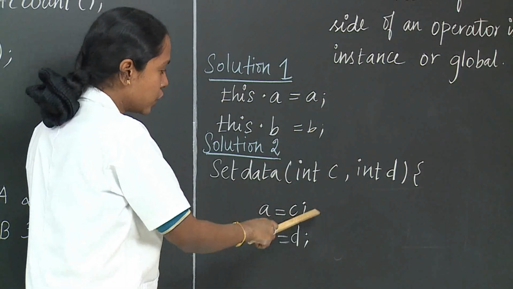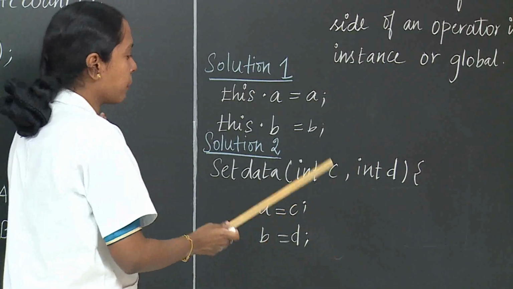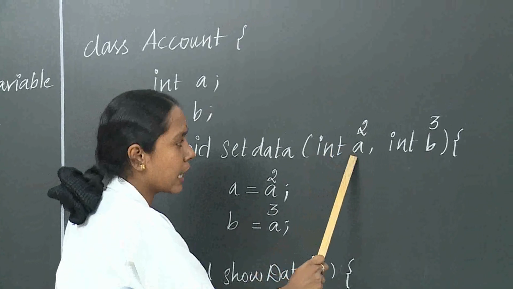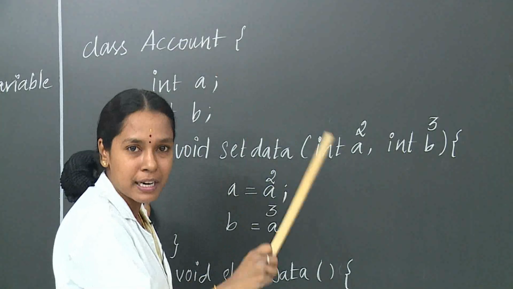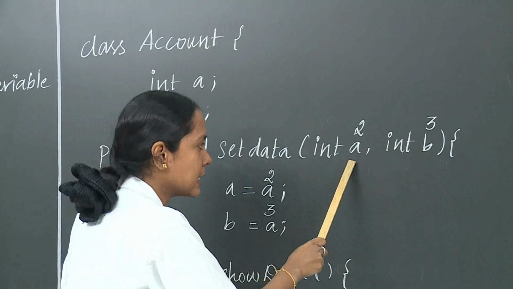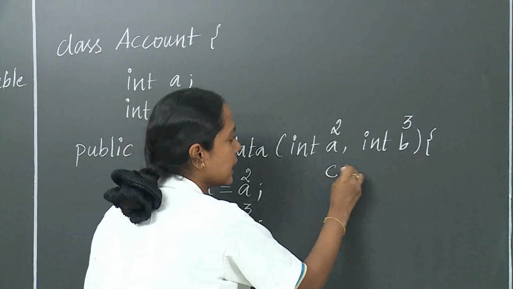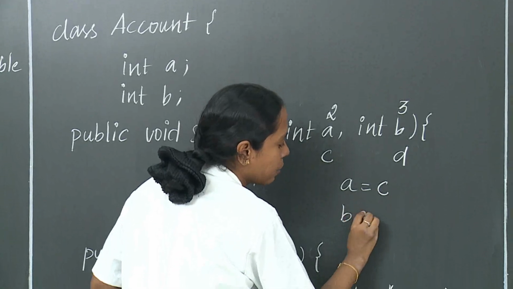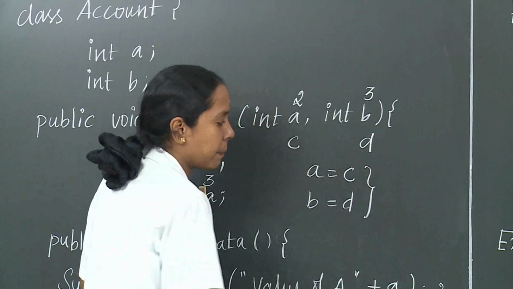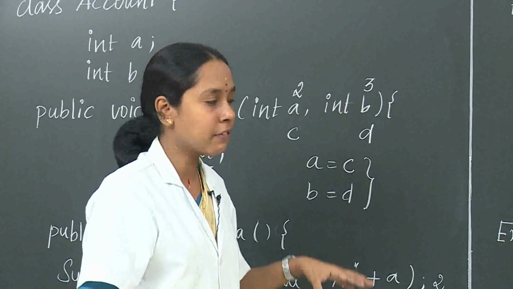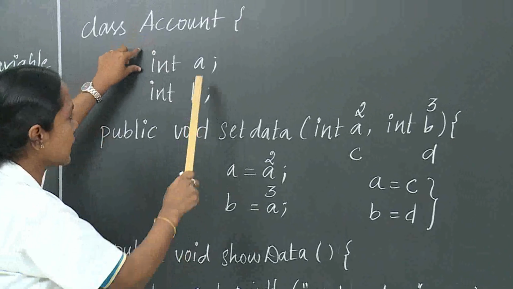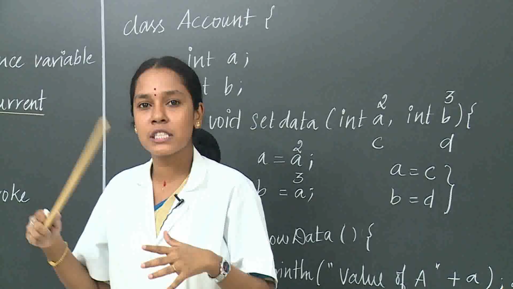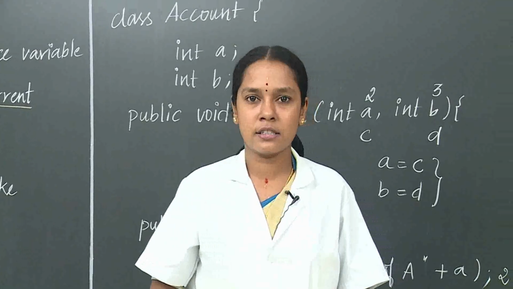Or else, solution 2: in the program I am allocating the same names, that is A, B here and also A, B here. For that purpose only the compiler gets confused. If I change the names here, suppose C and then D, then I have to allocate A equal to C and then B equal to D. So this is a simple example, or else I have to use the this keyword. So this keyword means this A refers to this A. So that is the example. So the this keyword refers to the current class.